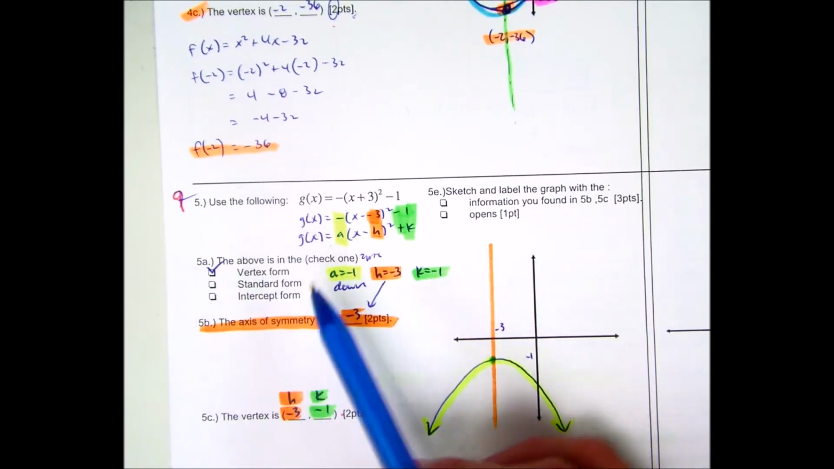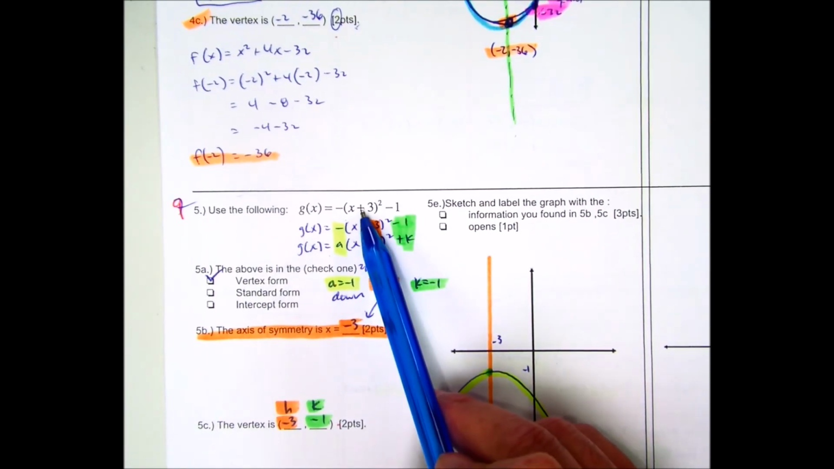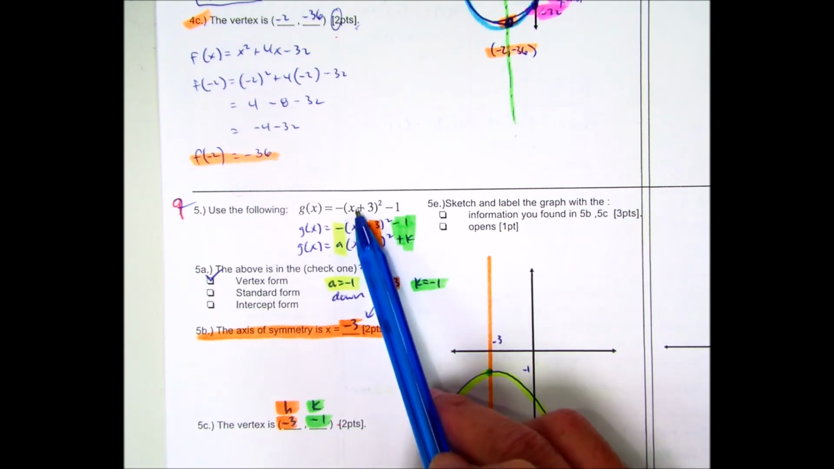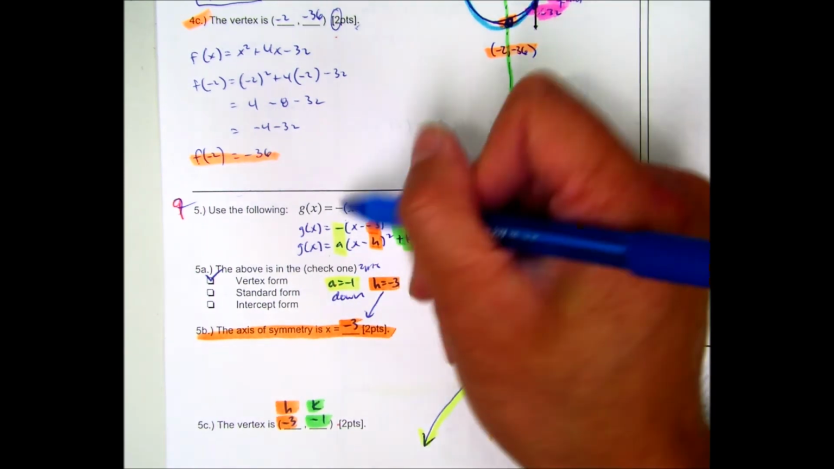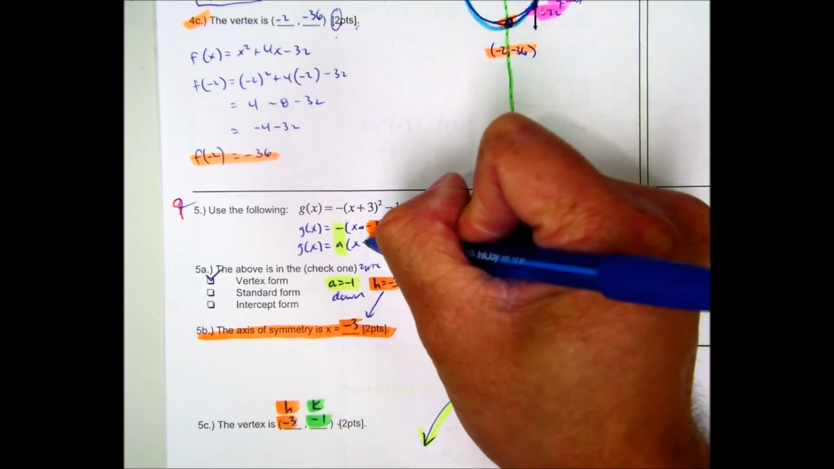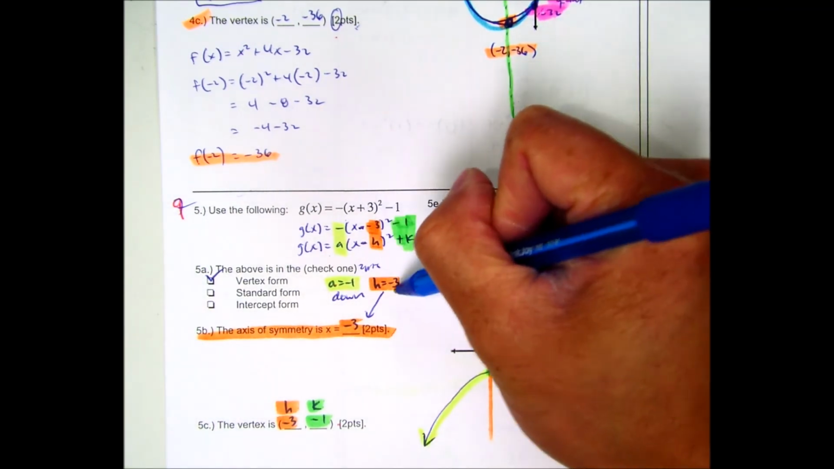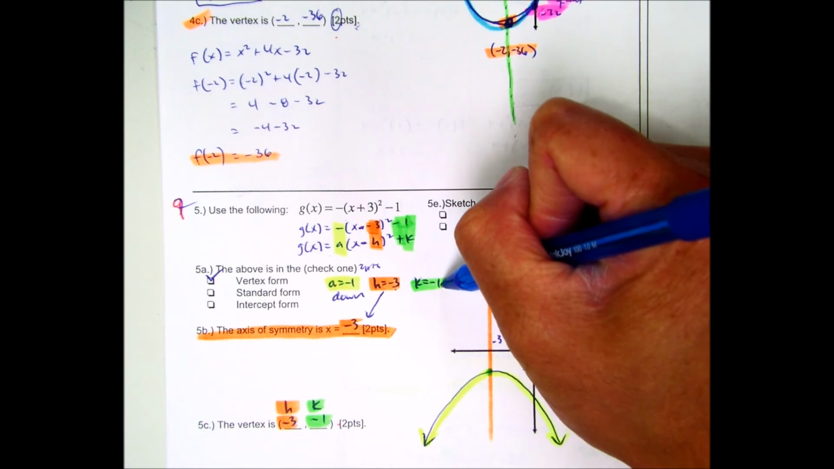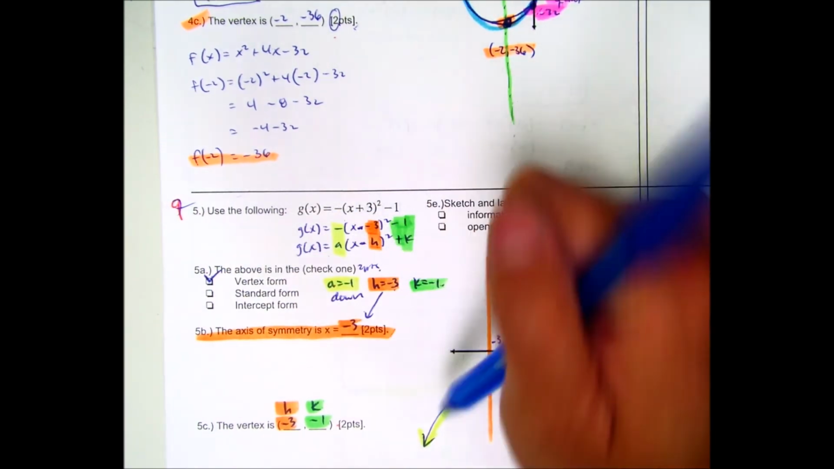In vertex form, I'm finding my a, h, and k, and the reason why I changed the plus sign to two negatives is because you have minus, negative. The formula has to have this negative sign so that your h value is negative 3 and your k is negative 1. So vertex form, those are 2 points.